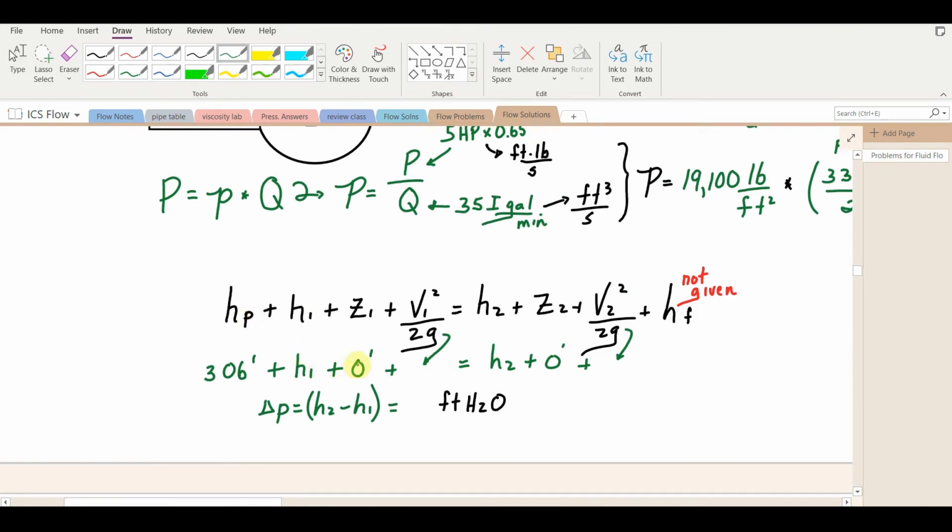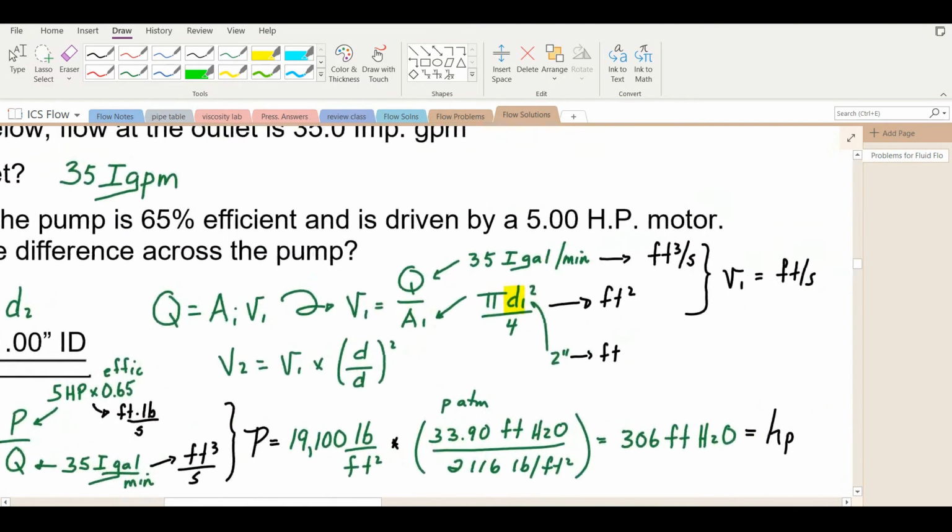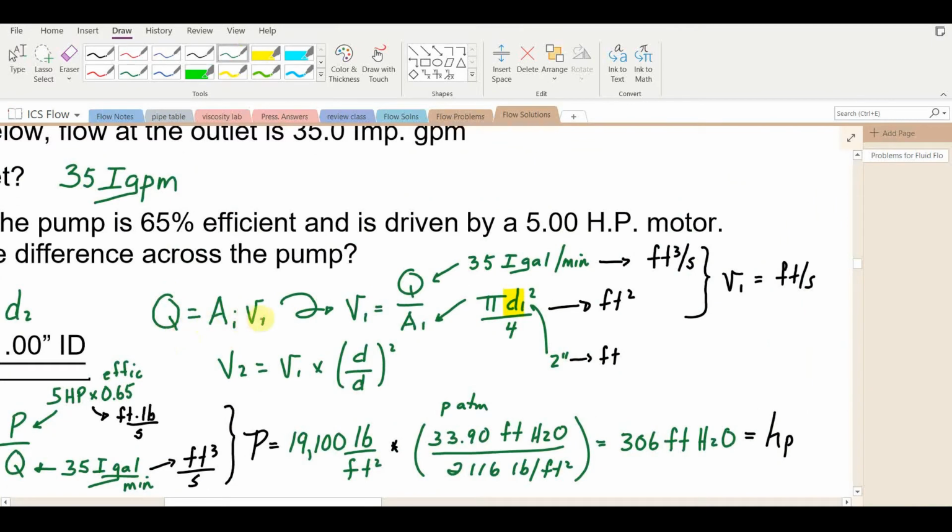Now the velocity terms, let's get those. Recall that Q is A times V, so V is Q over A. I'm using the values for position 1. I'll calculate velocity 1. Again, the flow rate is 35 imperial gallons per minute. You'll want to convert that to cubic feet per second. Now for the area, we're given the diameter, and that's pi d1 squared over 4. And remember to change diameter from inches to feet, and then you'll get square feet. Cubic feet per second over square feet. Velocity 1 will have units of feet per second.